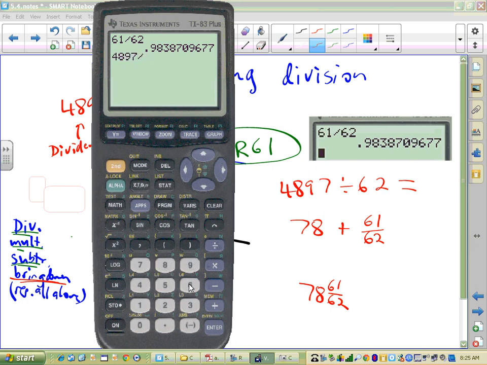4897 by 62, who can figure out what it's going to be then? It's going to be what? It's going to be how much? 78.98387, right? Everybody see how that works? So 78 plus 61 sixty-seconds is the same amount. Do we kind of get the idea with the remainder and how that all works?